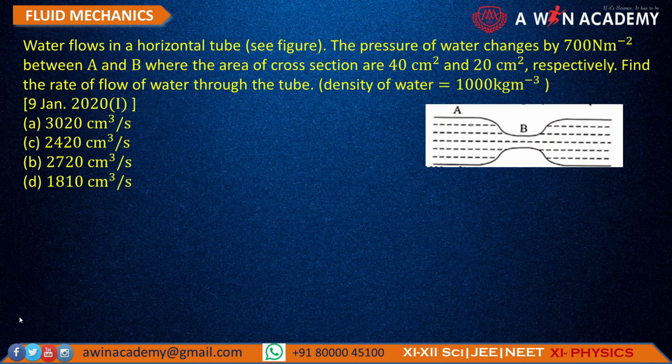चलिए पहले कुछ समझ लेते हैं बातें जो हमें यहाँ दी हुई है, फिर इसके बाद ये आसान हो जाएगा। Just suppose this is area A1, this is the 40 centimeter square. The area at point B is 20 centimeter square. Here pressure is P1 and here pressure is P2. This is given. Pressure difference P1 minus P2 is given. This is 700 Newton per meter square.